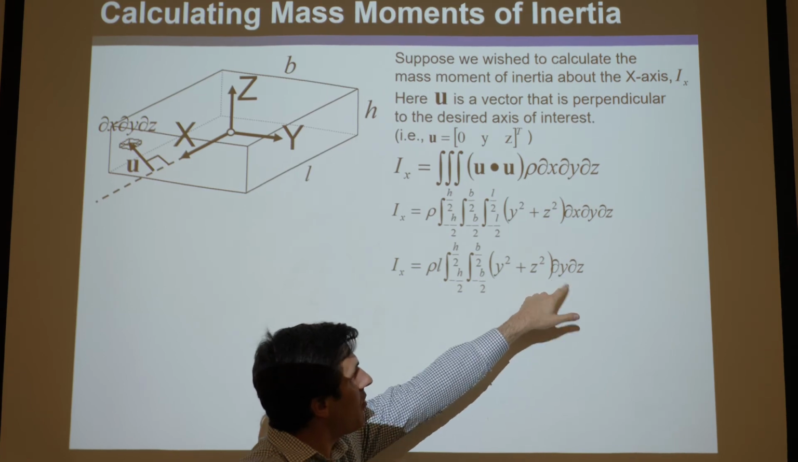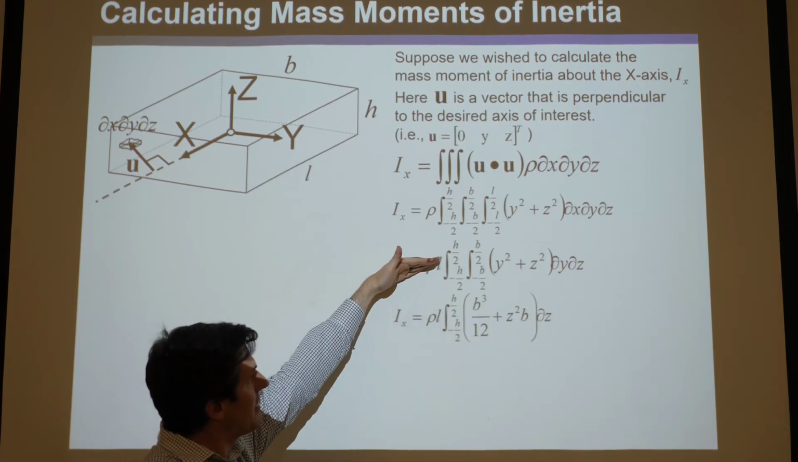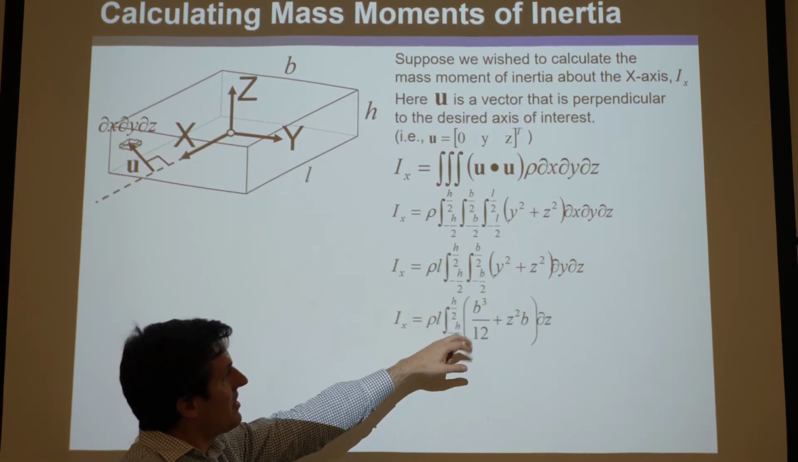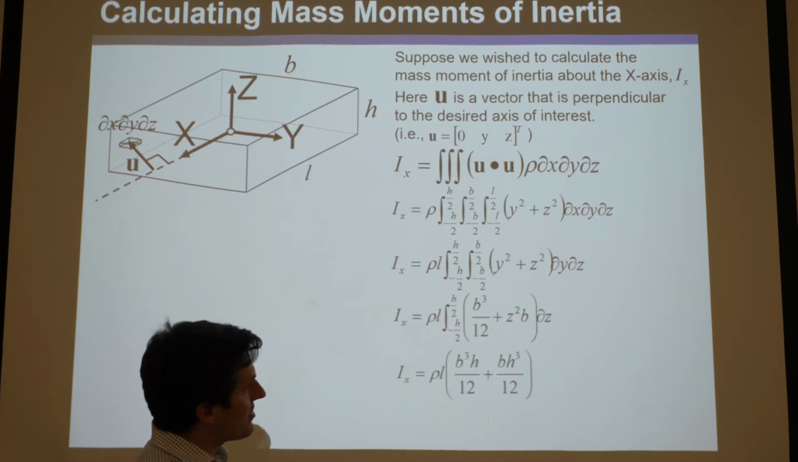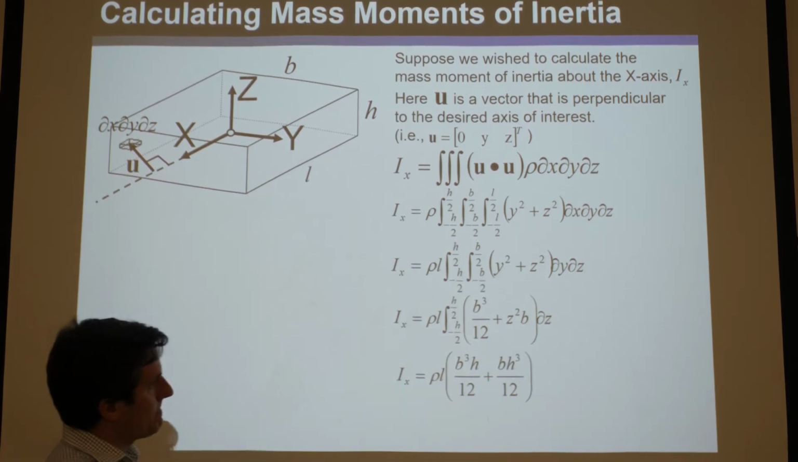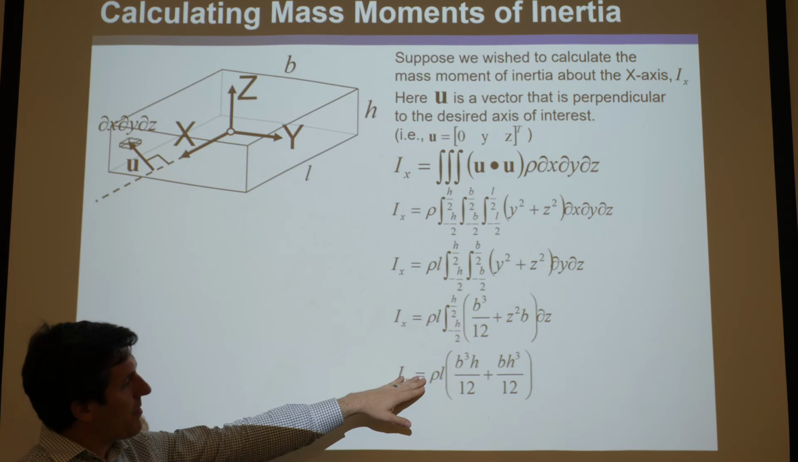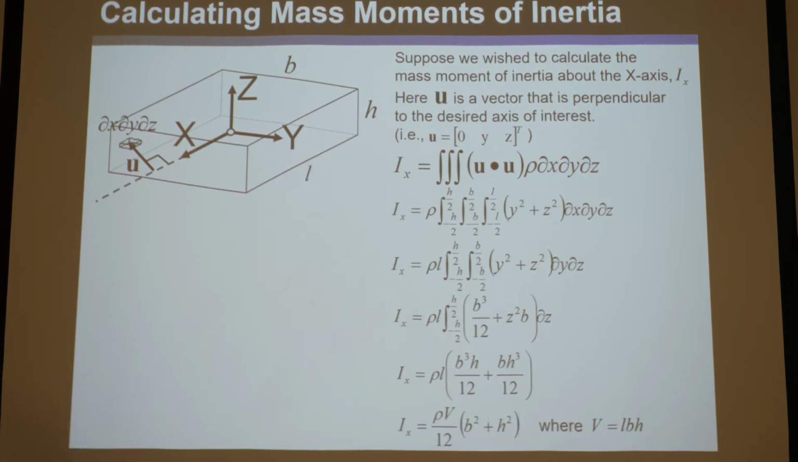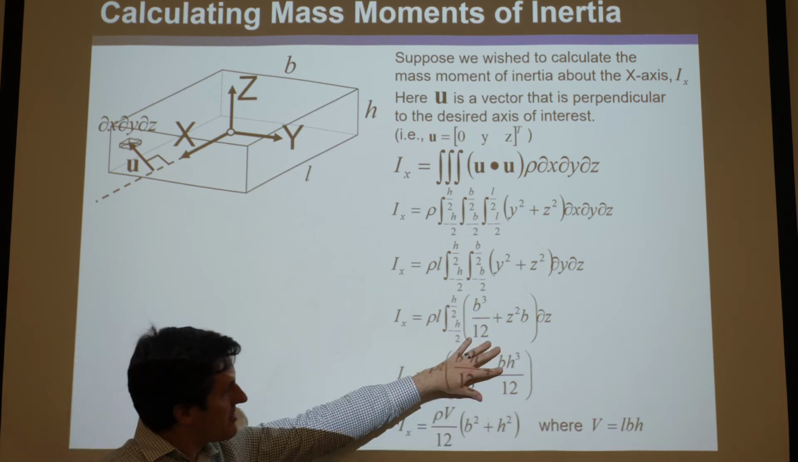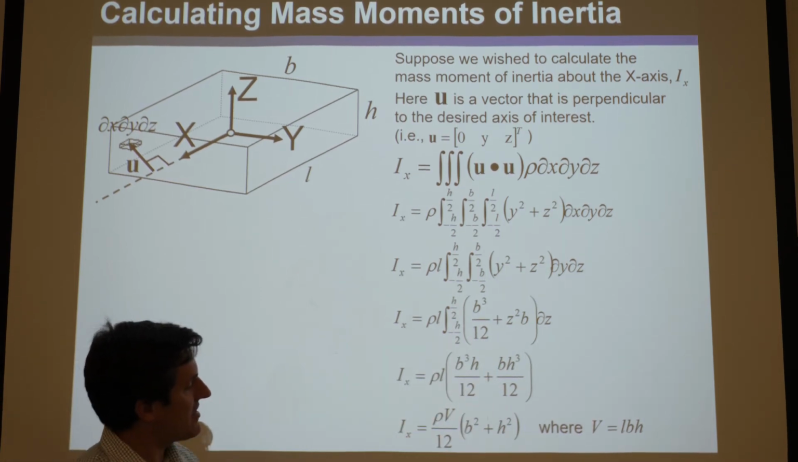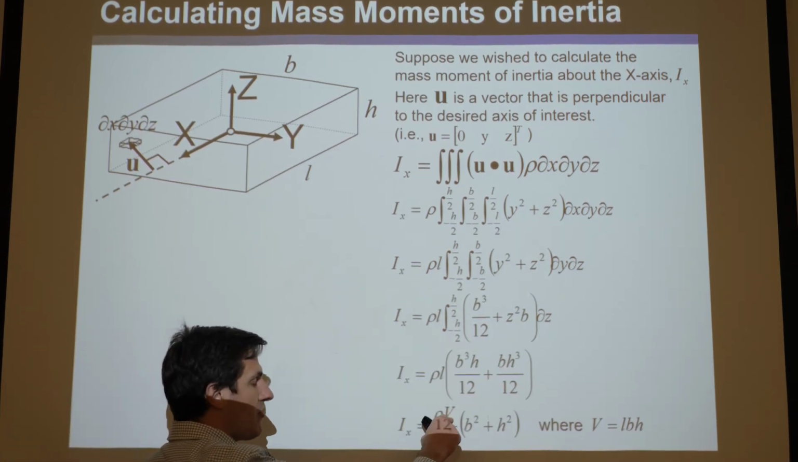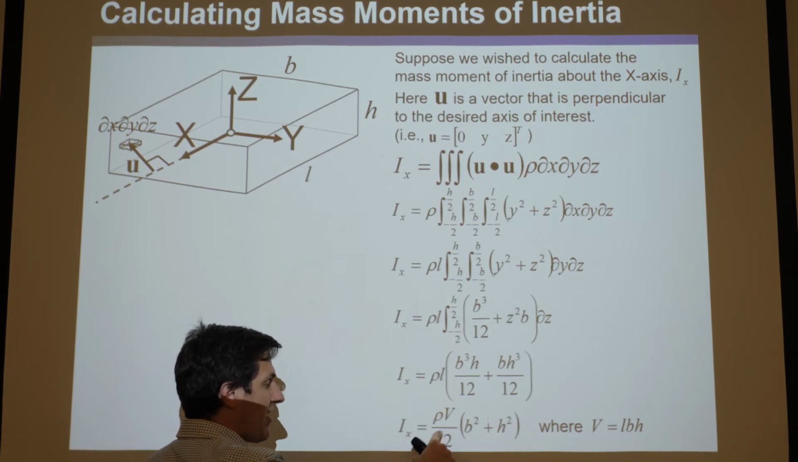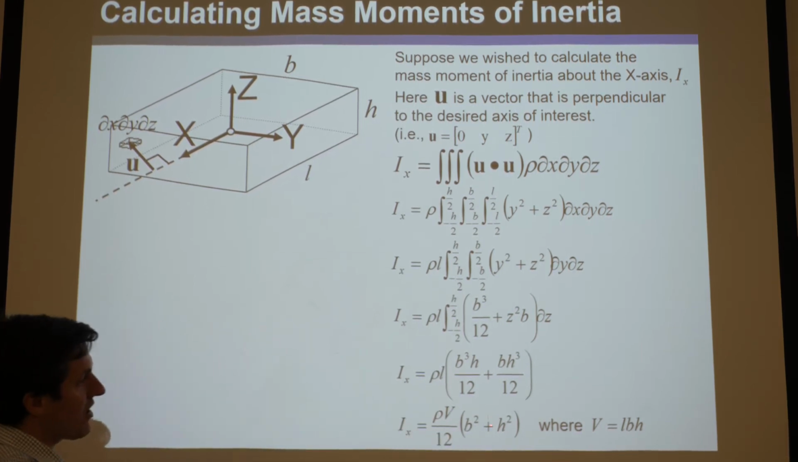Now we're going to do along the y direction. We're going to integrate that. Check my math, you get there, and then you do along the z direction, and you get there. You can simplify this more by recognizing that the volume is LBH, so you can simplify this to where we have the mass of the stage, rho V, divided by 12, times b squared plus h squared.